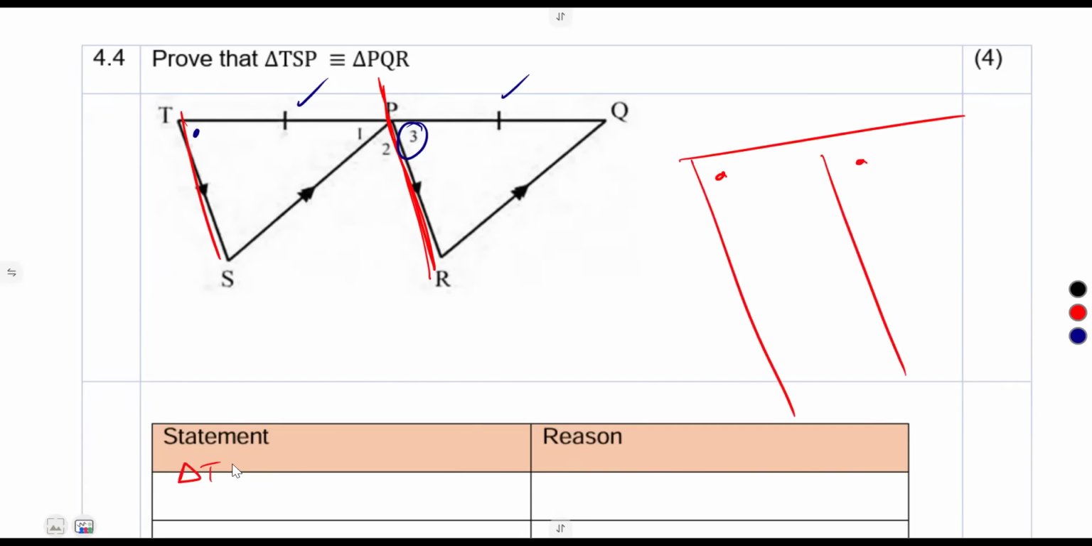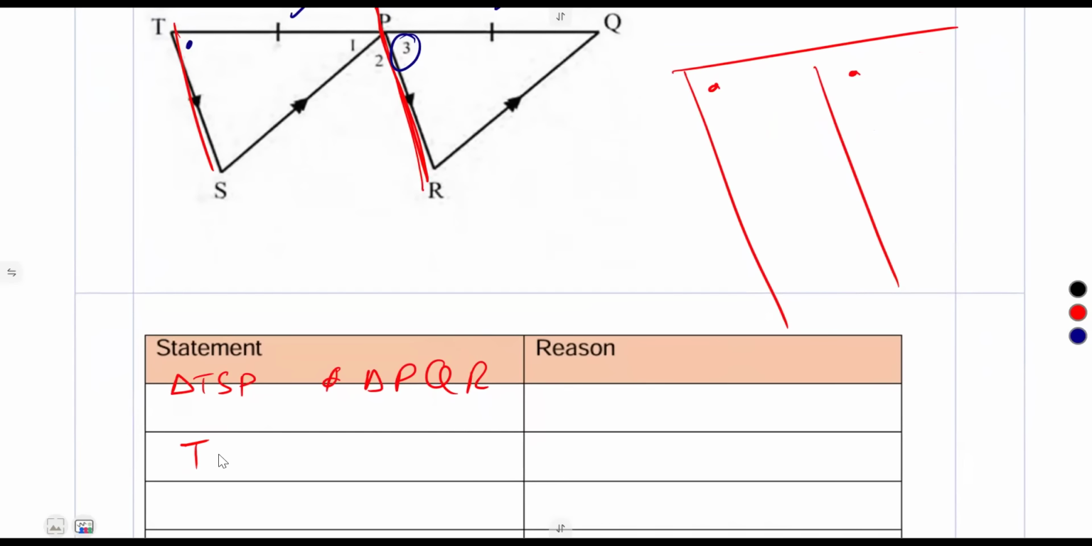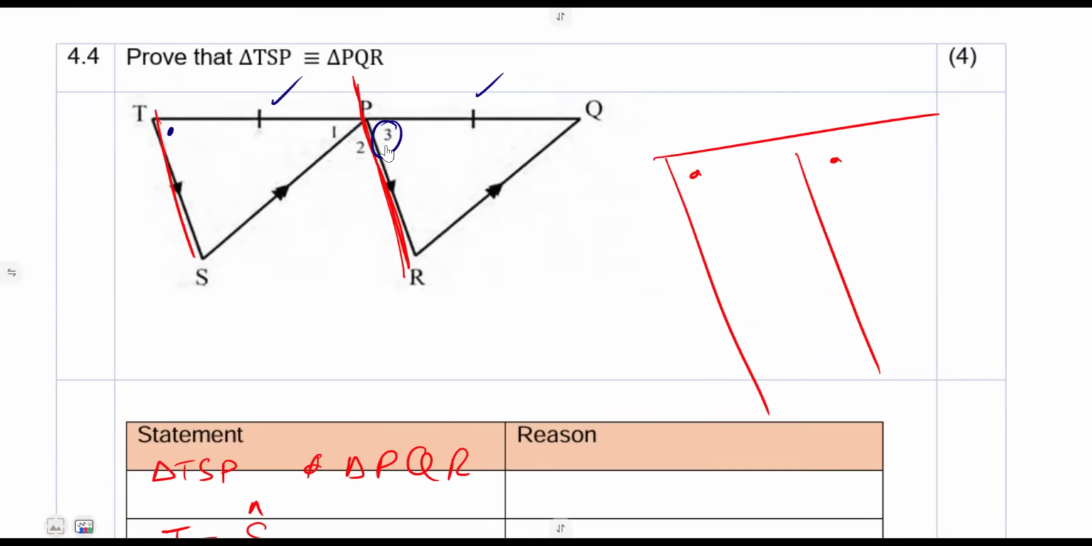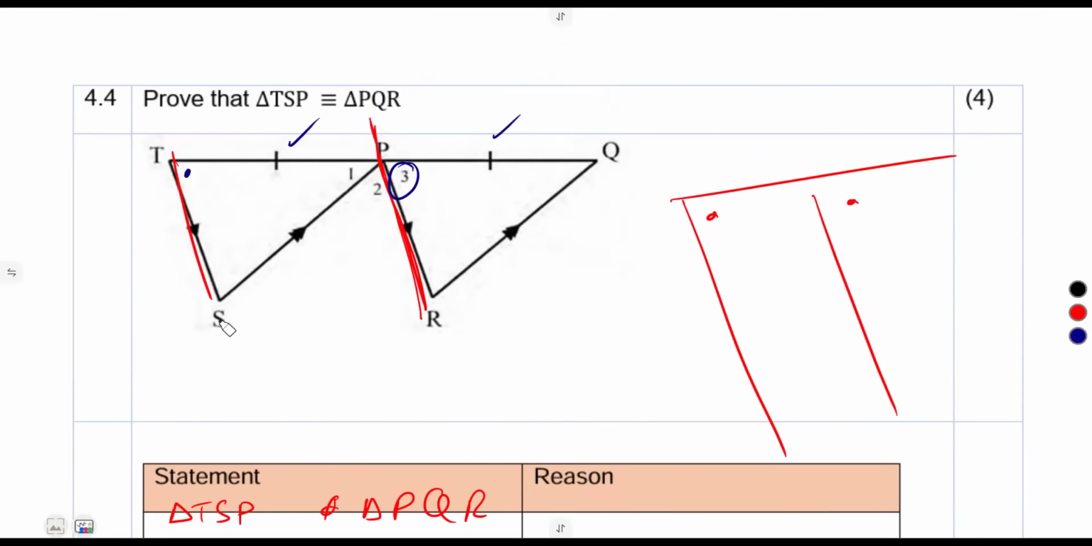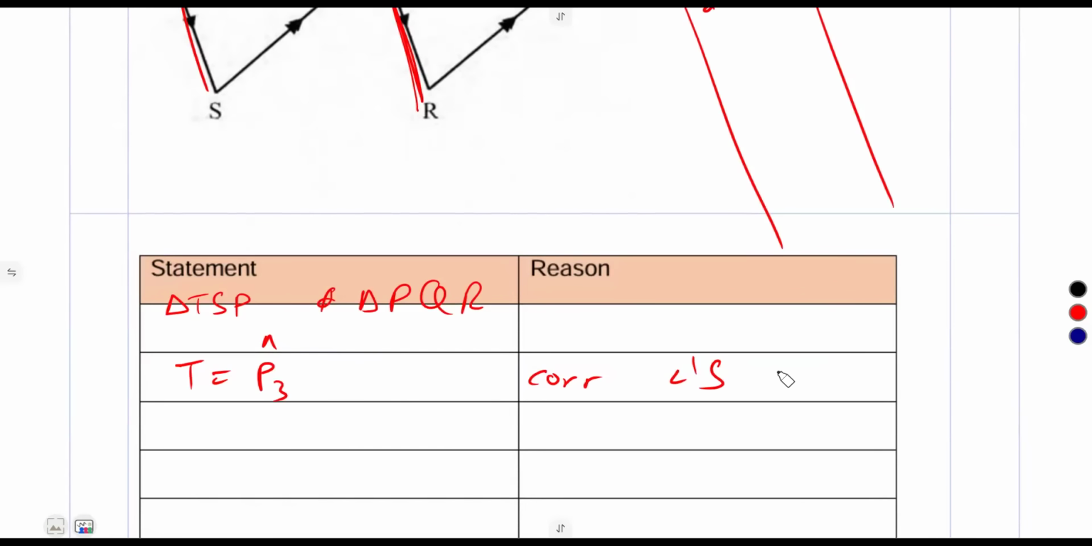As you can see, we are forming F corresponding angles. So we are talking about triangle TSP and triangle PQR there. So angle T is equal to angle P3. Not S3, but P3. This is P. So the reason is corresponding angles, as we saw that these two lines are parallel, TS and PR. TS is parallel to PR.